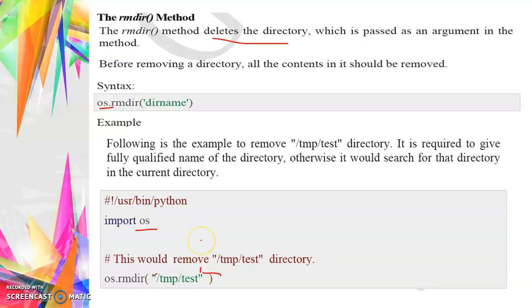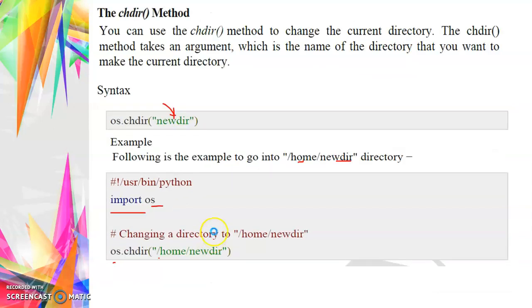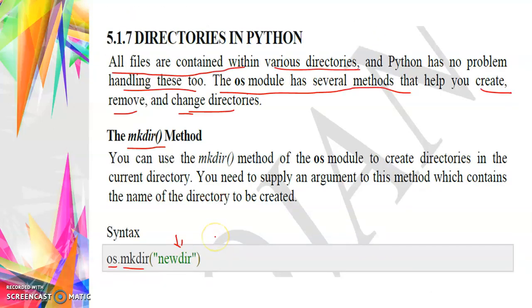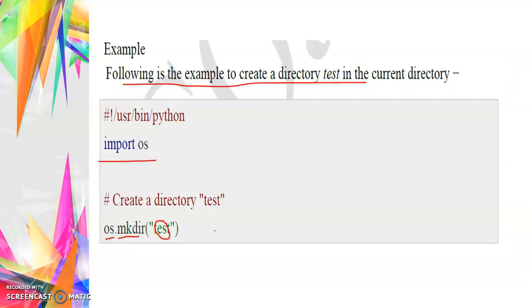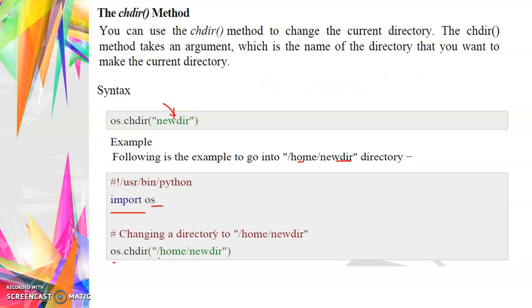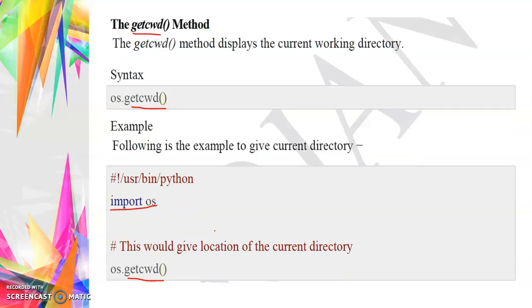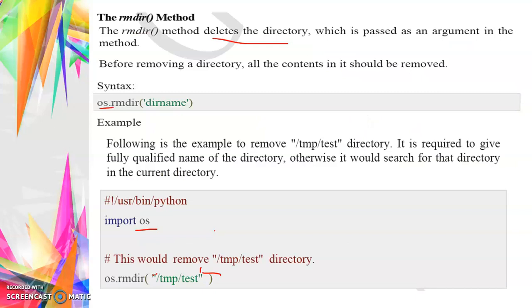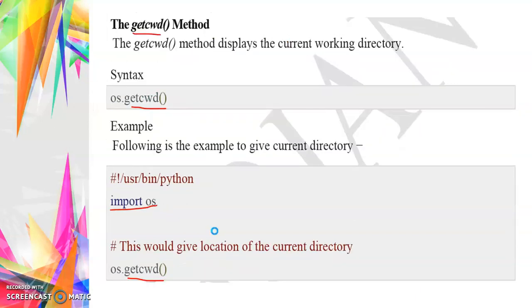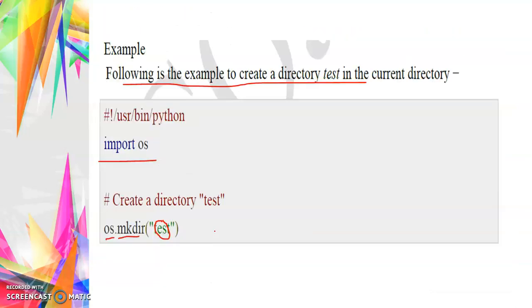These are the things that are present in the directories of Python: mkdir, making directory; chdir, change directory; getcwd, get current working directory; rmdir, remove directory. These are the methods that are present for directories in the Python programming language.